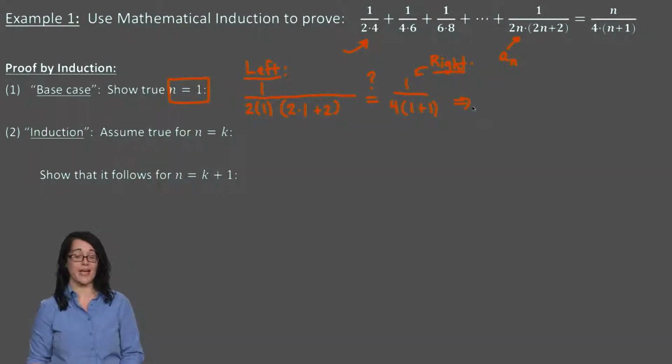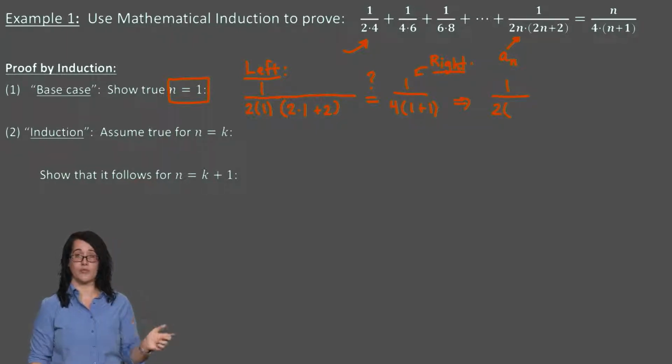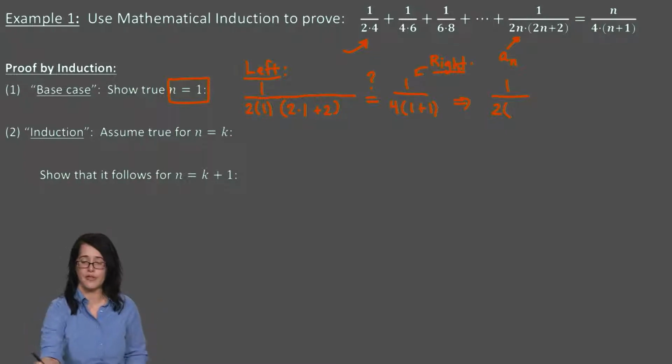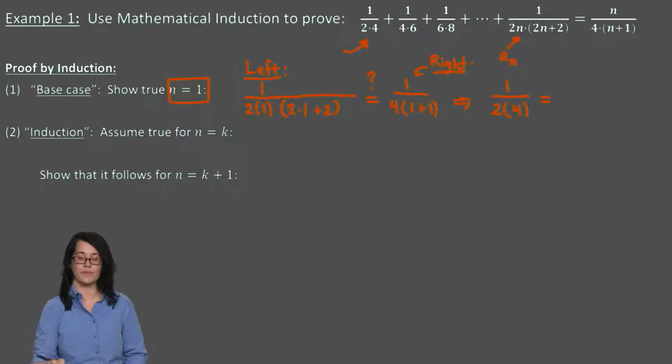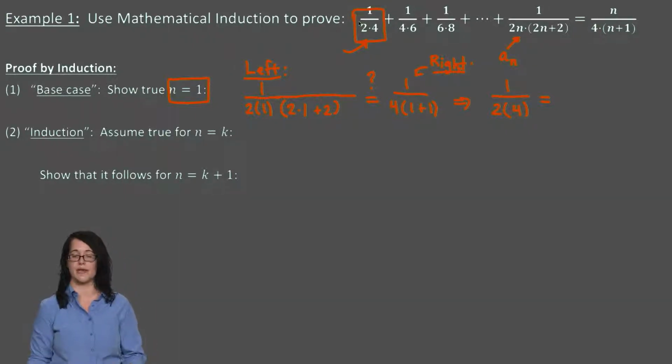On the left side, we would have 1 over 2 times 1, but that's just 2. So I would have 1 over 2 times 2 times 1 plus 2. Well, 2 times 1 is 2, and 2 plus 2 is 4. So the left-hand side is really 1 over 2 times 4. Hey, we already knew that. That was our first term. So I was just going through the process so you could see what to do in general. So our first term is, in fact, 1 over 2 times 4.